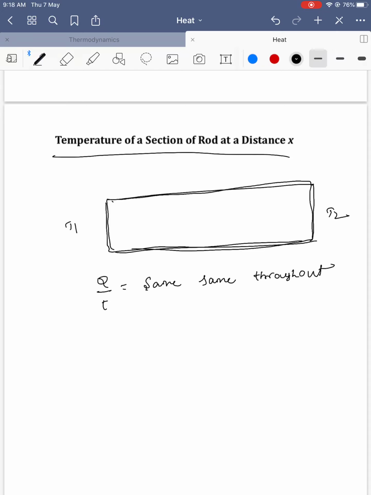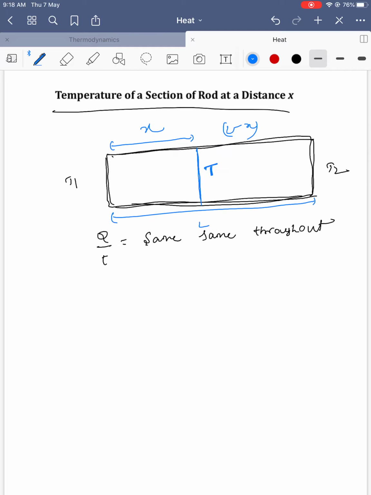So if I take any cross section, a small one at a position x from one side, and the total length is L, obviously, and the other section is L minus x. So the temperature is in between T1 and T2. I am assuming its value is T. Okay, I have to find this T value. Whatever heat flow from T1 to T, the same heat flow from T1 to T2.